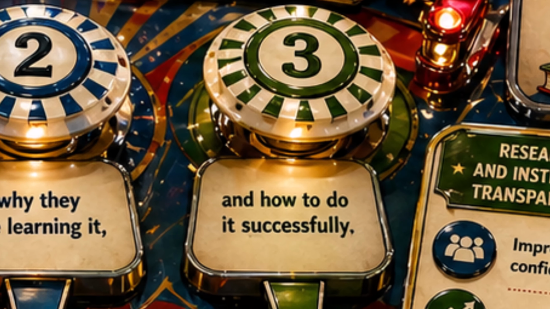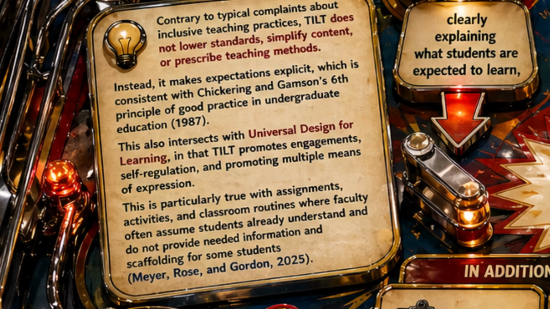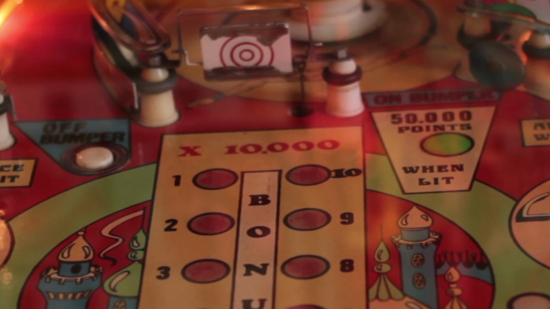Contrary to typical complaints about inclusive teaching practices, TILT does not lower standards, simplify content, or prescribe teaching methods. Instead, it makes expectations explicit, which is consistent with Chickering and Gamson's 6th principle of good practice in undergraduate education. This also intersects with universal design for learning in that TILT promotes engagement, self-regulation, and multiple means of expression.